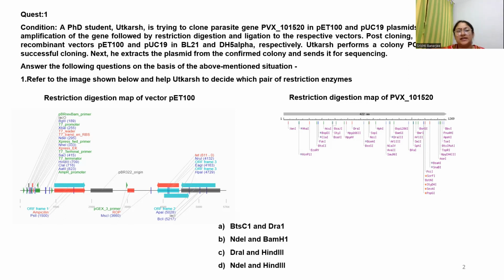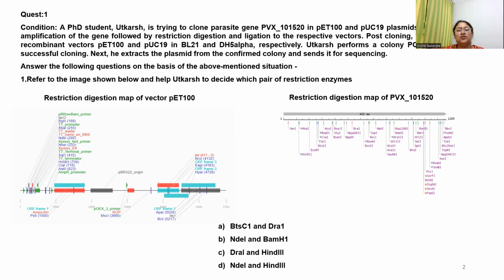Now, what is a colony PCR? Like you have a petri dish which has lawns of cells, colonies of cells. You take up one colony and directly extract DNA from it and perform a PCR to confirm whether that particular colony has your gene of interest or not.